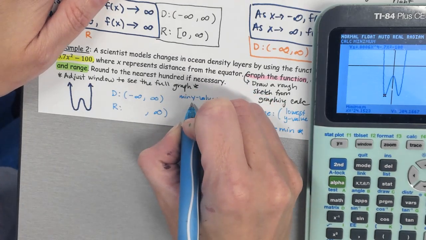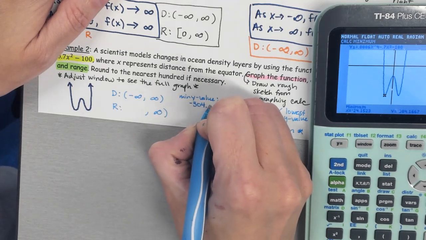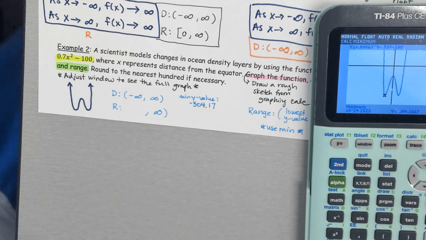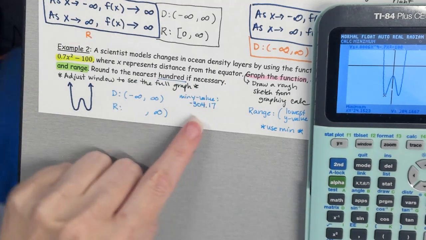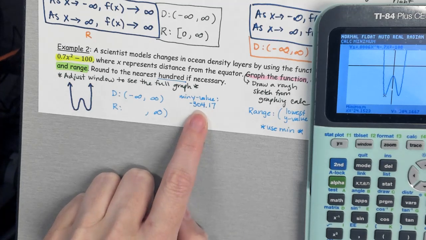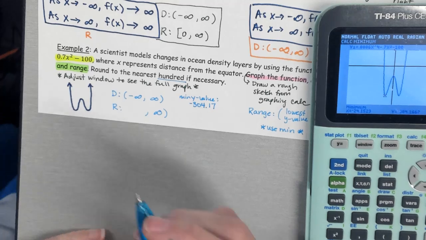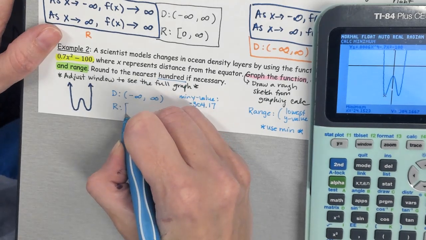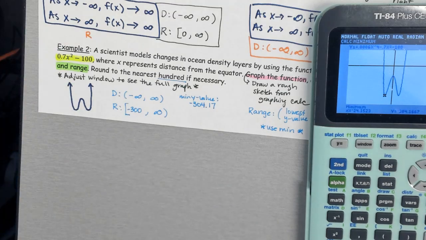I got negative 304.17. We're rounding to the nearest 100. So that means it's either going to round to negative 300 or negative 200. This one's going to be closer to negative 300. So everything is above your negative 300.